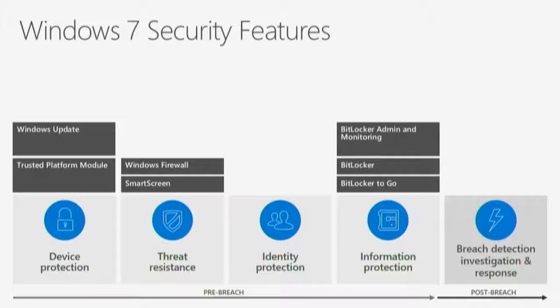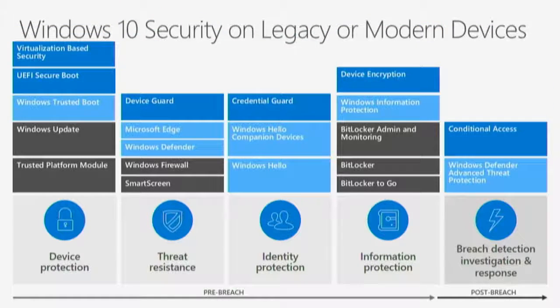So if we look at Windows 7, we've got things like Windows Updates, Windows Firewall, SmartScreen, BitLocker. These are just common things that are on there. Maybe you've got some of these things enabled, maybe you haven't. If we go to Windows 10, all of a sudden there's all these other things that drop down.